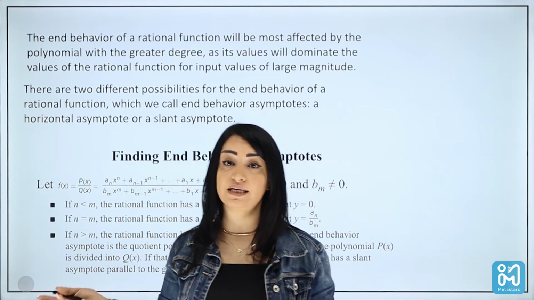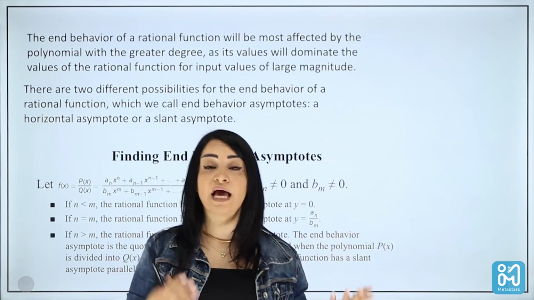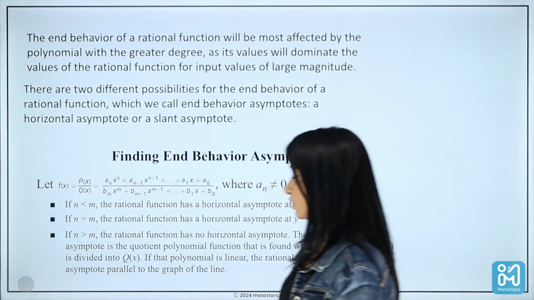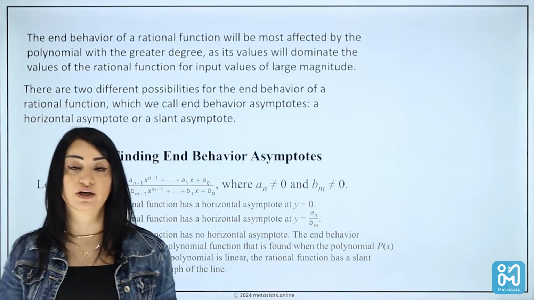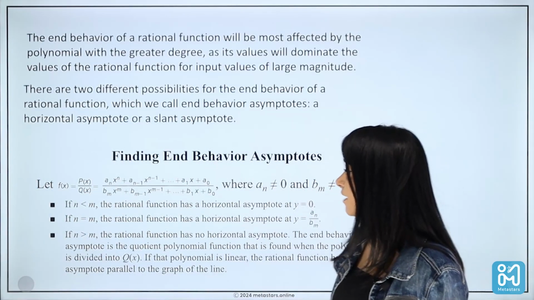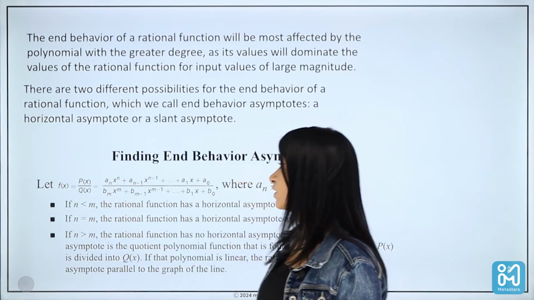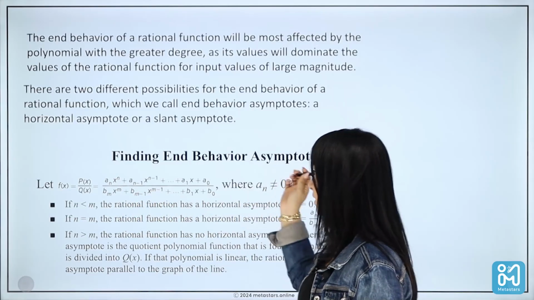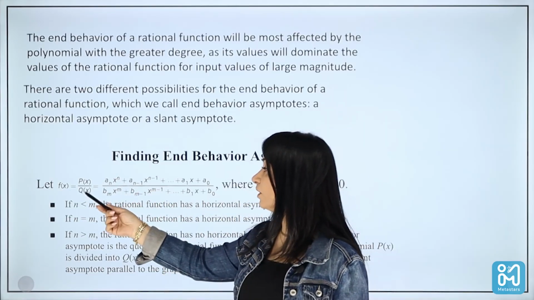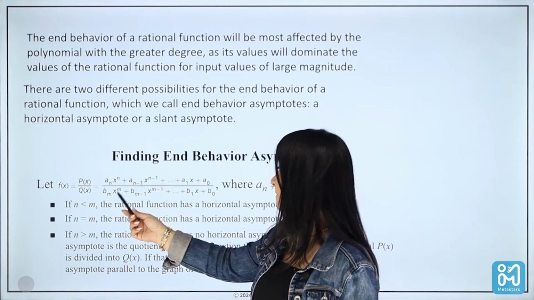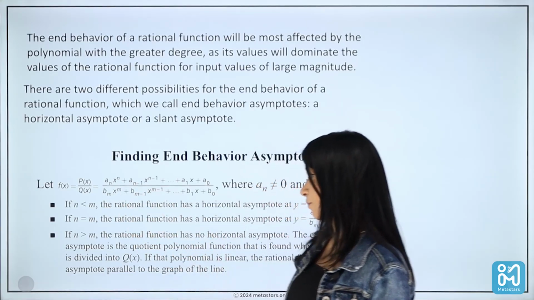When can we have a horizontal asymptote, and when can we have a slant asymptote? As we know, a rational function is a polynomial over a polynomial. So let f of x be p of x over q of x, where p of x is a_n x to the power n and so on, over q of x, which is b_m times x to the power m and so on.